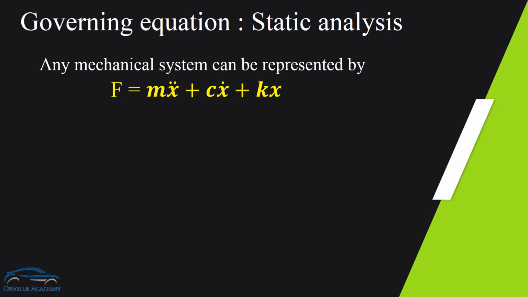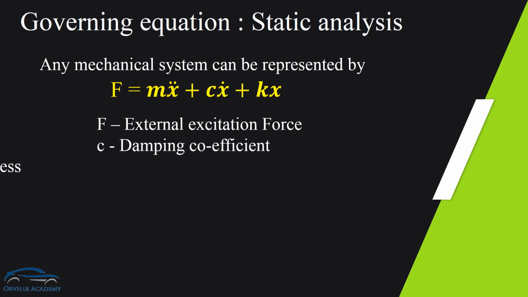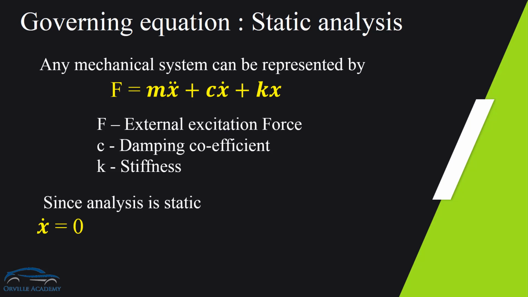Here F is nothing but external excitation force, C is nothing but damping coefficient and K is nothing but the stiffness. But since here we are going to consider the static analysis, the value of velocity is equal to 0 and the value of acceleration is also going to be equal to 0. If you remember the assumption from the previous session, we have considered that in case of linear static analysis, there is not going to be any damping. So the value of C is also going to be equal to 0.